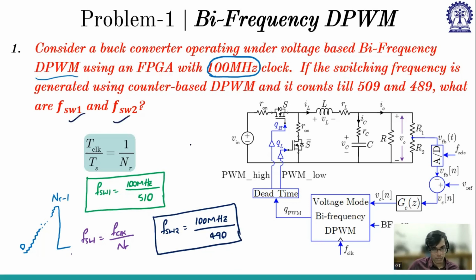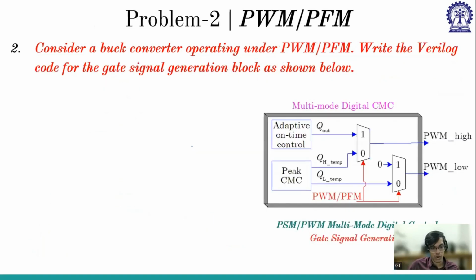So that is all about the bi-frequency, the first problem. Now the second problem: consider a buck converter operating under PWM/PFM. Write the Verilog code for the gate signal generation block as shown, provided Q out, QH temp, QL temp are given, and PWM/PFM are also given. No need to do the input output declaration, we just have to write the Verilog code. So how will we write it? Can anyone tell me how to write the Verilog code? There will be a conditional statement. Okay.